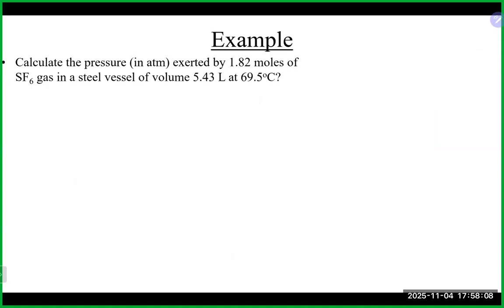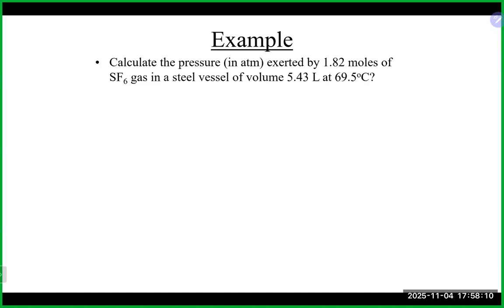All right, so I want you to try one here. Calculate the pressure exerted by 1.82 moles of SF6 gas in a vessel that is... Okay, so just like last time, as we talked about, it's a really good idea just to pull out the information, and oftentimes it'll point you in the right direction. So clearly, we're looking for a pressure.